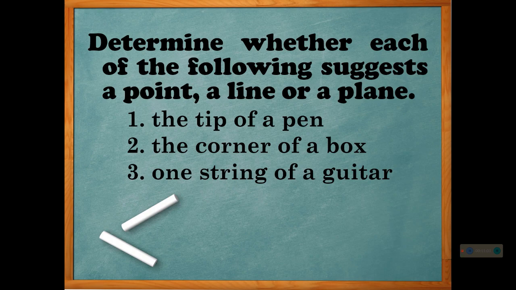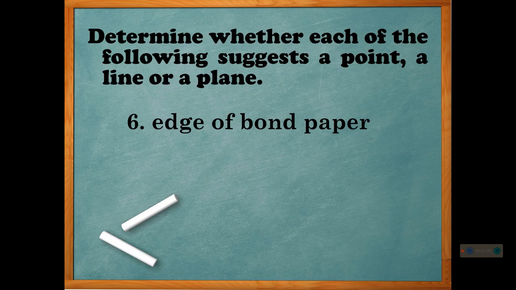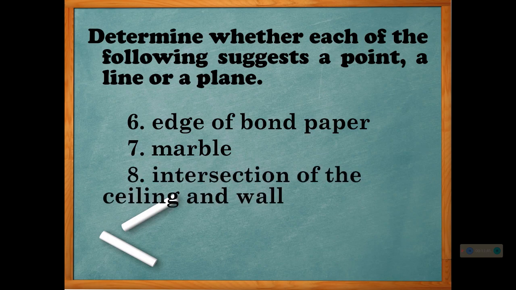Next, number 3, one string of a guitar. Is it a point, line, or plane? That's correct. That is a line. Next, number 4, the side of the table. Correct. That is a plane. Next, number 5, screen of an iPad. That's correct. We have plane. Next, number 6, edge of bond paper. That's correct. It is a line. Number 7, marble. Okay, you're right. It is a point. Number 8, intersection of the ceiling and the wall. Okay, that's correct. It is a line.